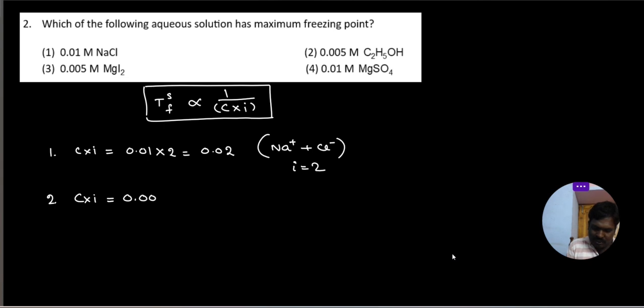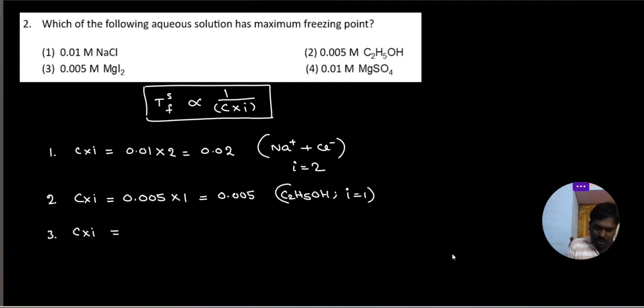Concentration 0.005 into van't Hoff factor. Ethyl alcohol, that is a non-electrolyte. You can consider it a non-electrolyte, so I equal to 1. Very, very important: all alcohols you can take van't Hoff factor 1.